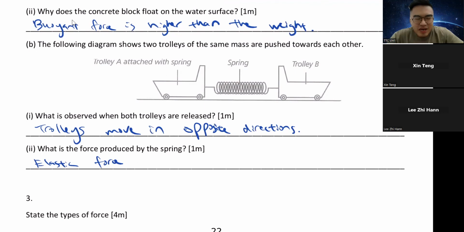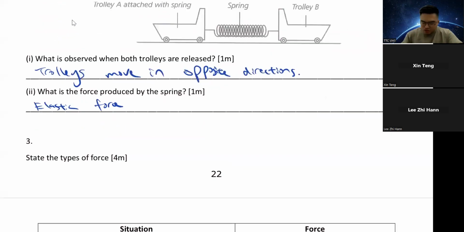Right, guys, some year 8 stuff, they will ask this. Because year 8, you also kind of learn about force. It's not so different anyway. Okay, so don't ignore this chapter. And it's easy to score too.